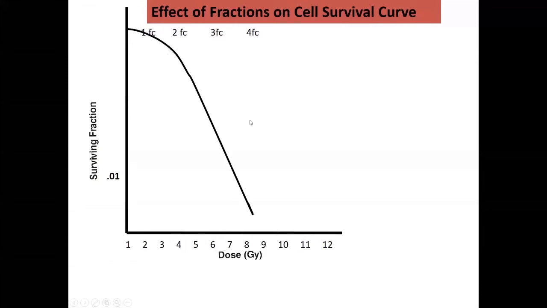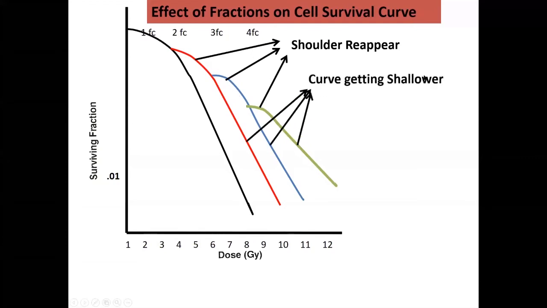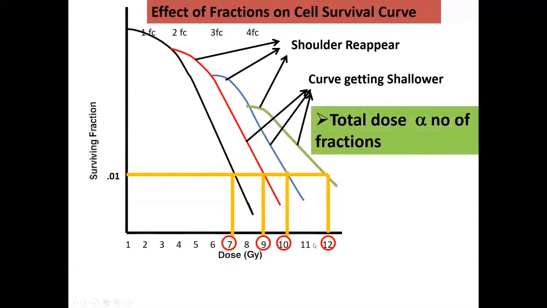As the number of fractions increases, you can appreciate two changes here. One, the shoulder reappears every time you add a fraction. Second, the curve gets shallower, and shallowness reflects less sensitivity of the cell line, which means that fractionated radiotherapy is less effective in killing the cell. So to reduce the survival fraction to the same point, or to get the same tumor control, you have to deliver increasing doses of radiation depending upon the number of fractions. So we can say total dose needed for a clinical endpoint is directly proportional to the number of fractions.